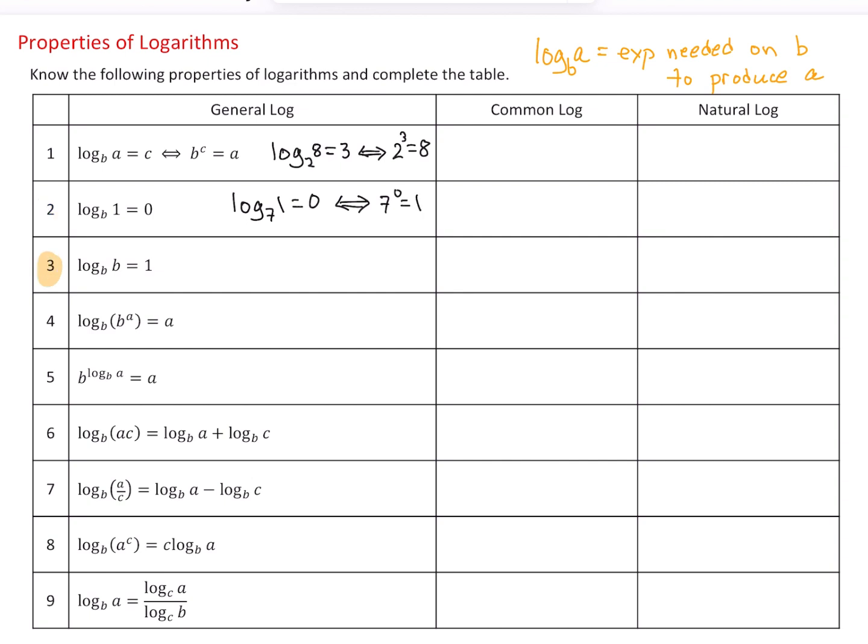Log base b of b is 1. So when the base of the log and the argument of the log are equal, then this logarithm will simplify to 1. For example, log base 5 of 5 is 1, because 1 is the power needed on 5 to produce 5. Number 4, log base b of b to the a is just a.